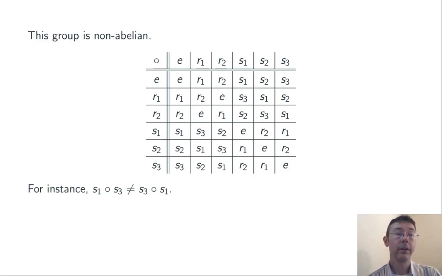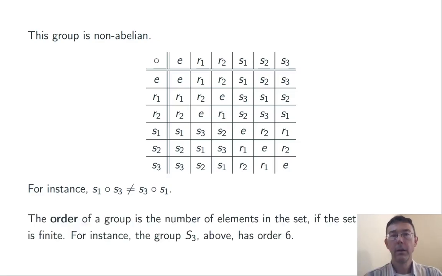Let's also point out here that this group is non-abelian. Order does matter in many, many cases. S1 composed with S3, for example, is not the same as S3 composed with S1. Finally, one other important piece of terminology. The order of a finite group is just going to be the number of elements in the set. For instance, S3 has 6 elements, and so we say it has order 6.